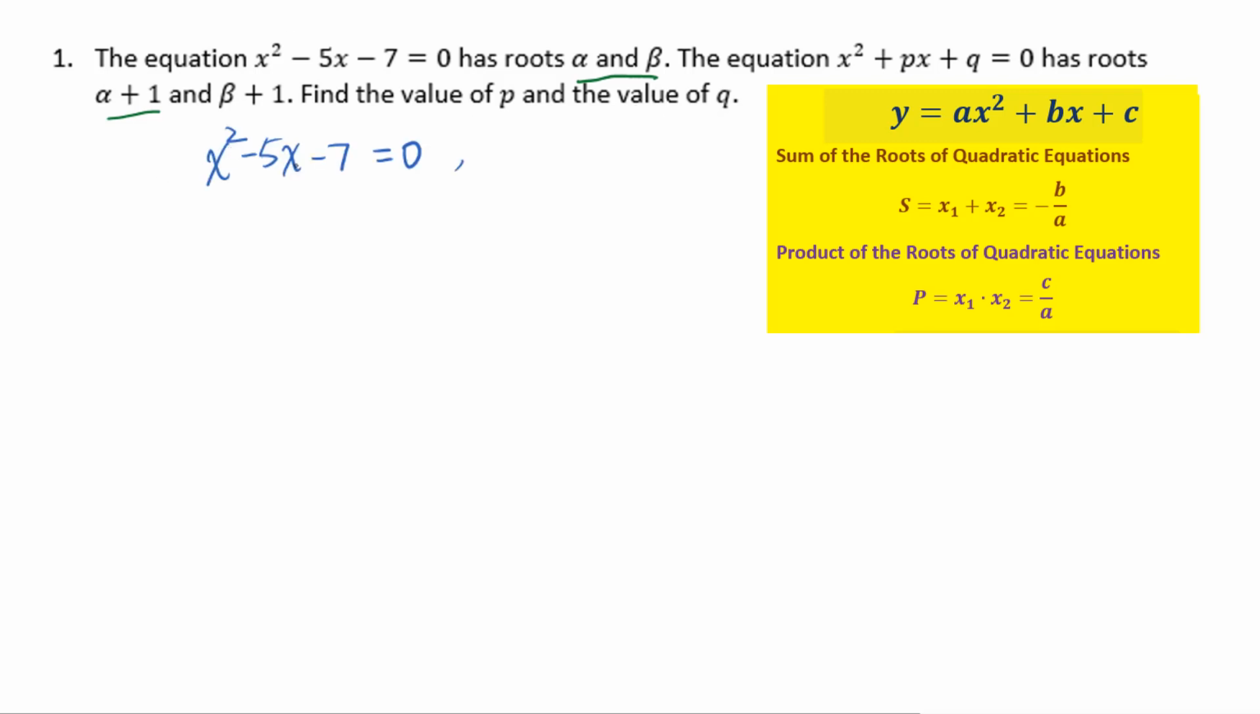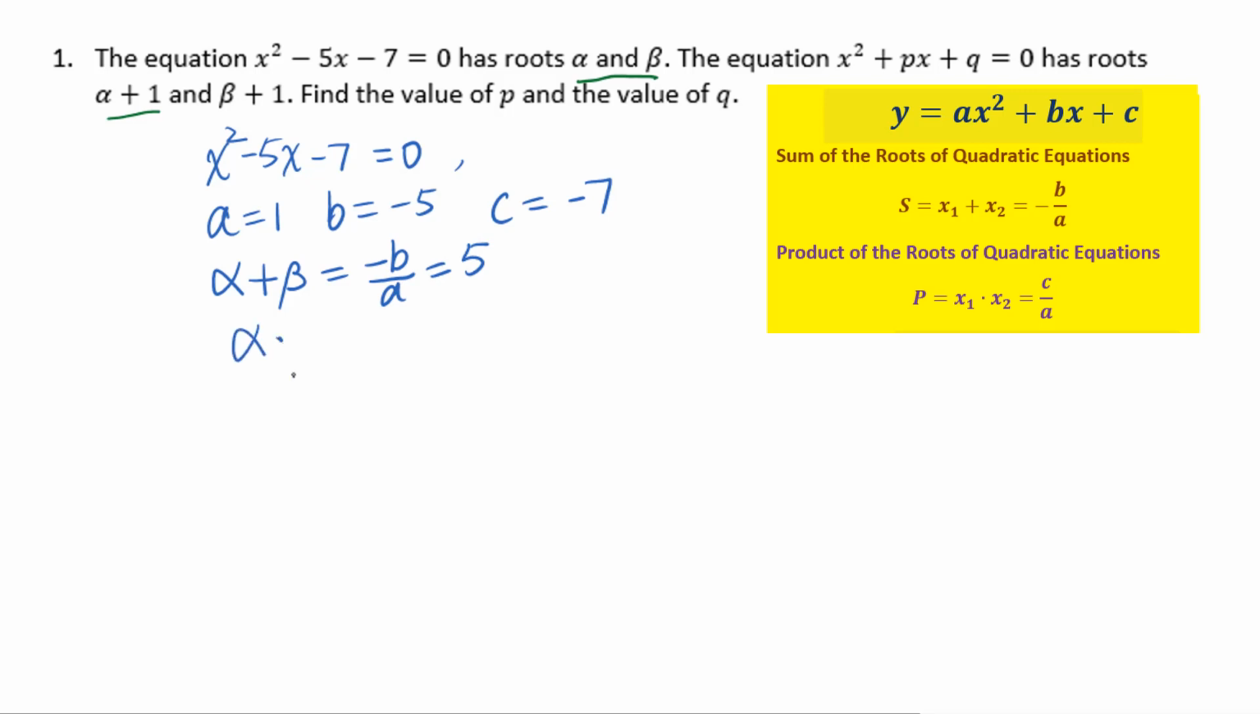For x squared minus 5x minus 7 equals 0, we know a equals 1, b equals negative 5, c equals negative 7. Alpha and beta are the roots of this equation. So we have alpha plus beta equals negative b over a, which equals 5. Alpha times beta equals c over a. That is negative 7.